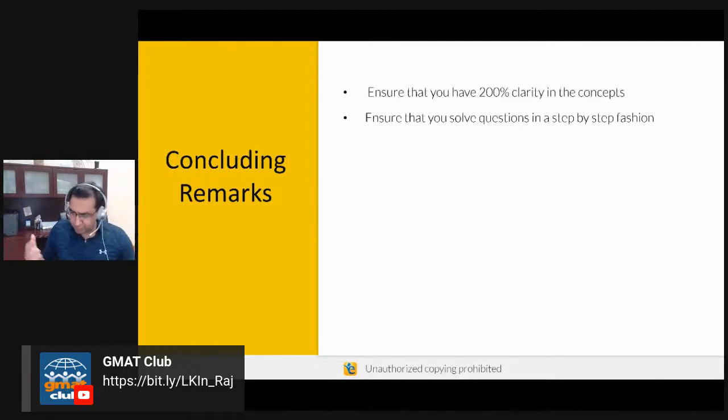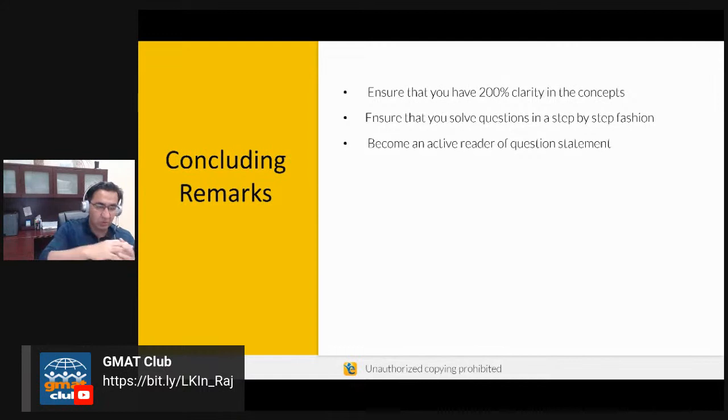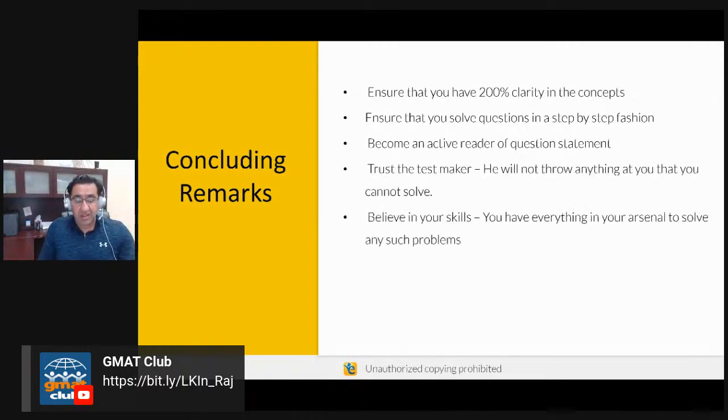So some concluding remarks over here, which is make sure that you have clarity on concepts. Make sure when you read a question statement, become an active reader. I mean, one thing that I really do is I don't rush through the question statement. I read it. I translate numbers to English. And one of the process skills that you're going to see when you go to the YouTube channel is the skill to translate. The other piece is trust the test maker.